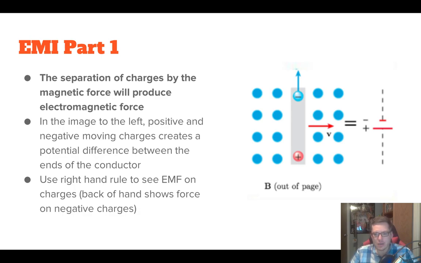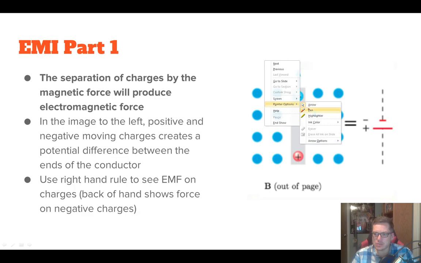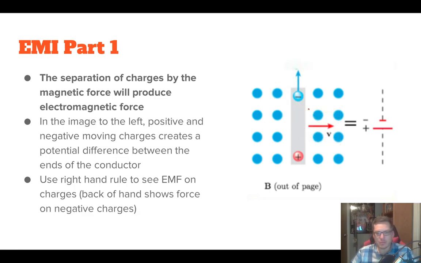magnetic flux. All right. So we're going to talk about three different ways to make that happen. How to make that electromagnetic induction occur? How do we change that magnetic flux? All right, so the first way here is simply by separating charges and moving them through this magnetic field. All right, this will introduce a force on it.